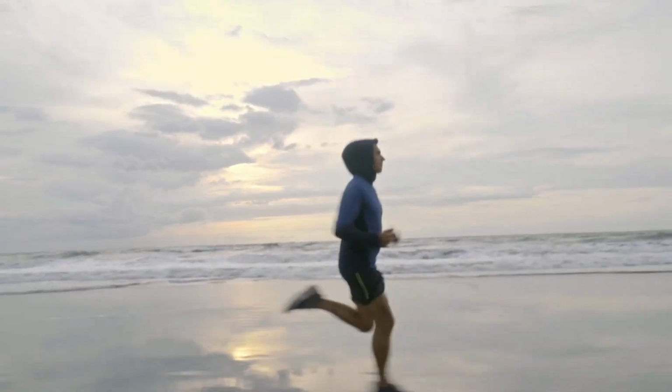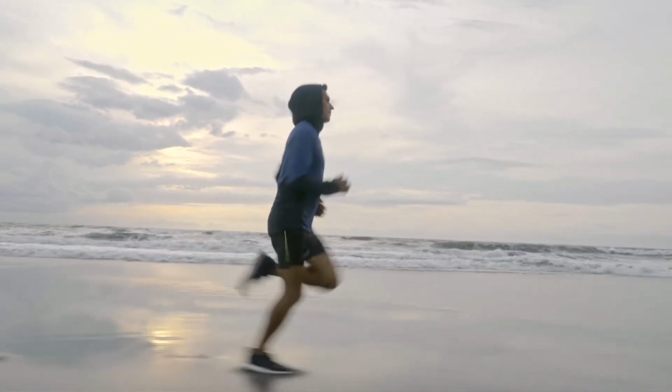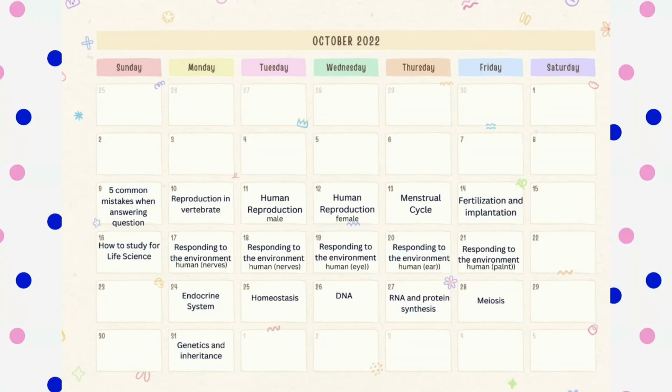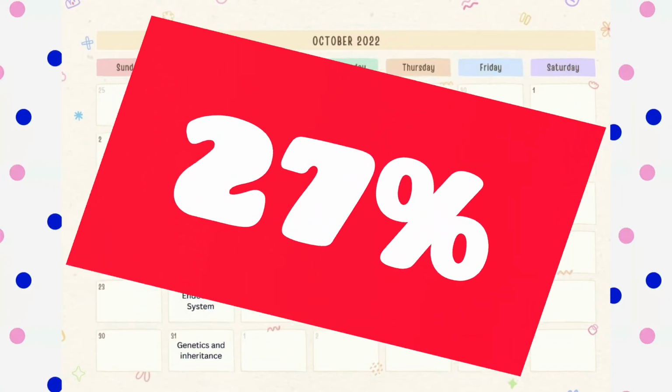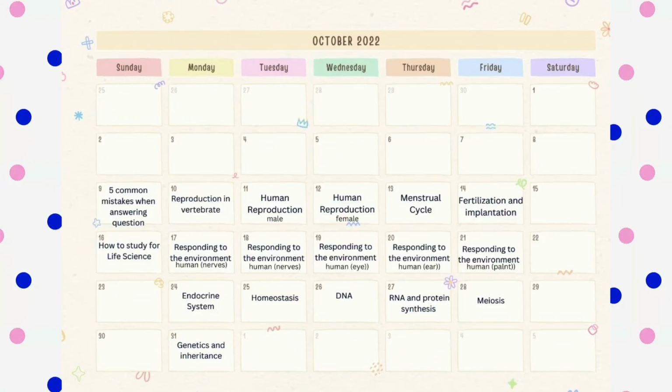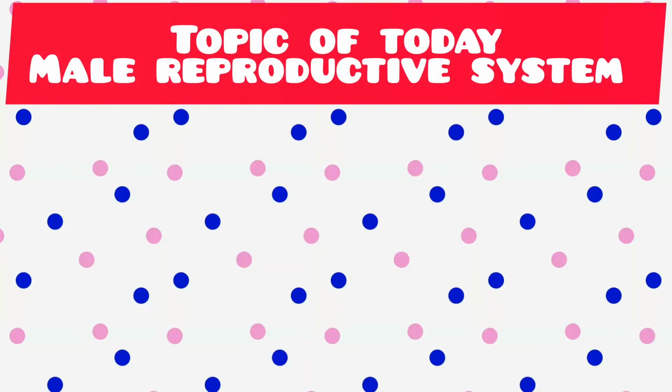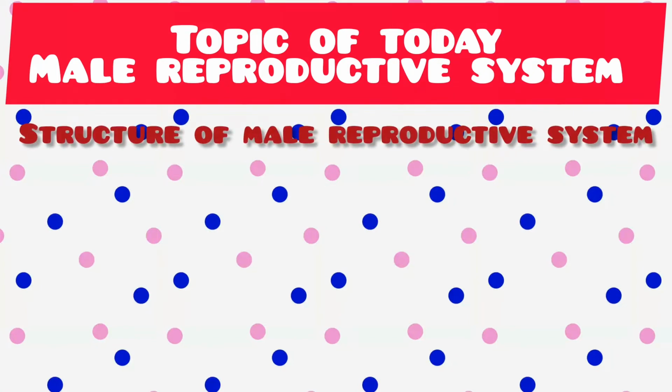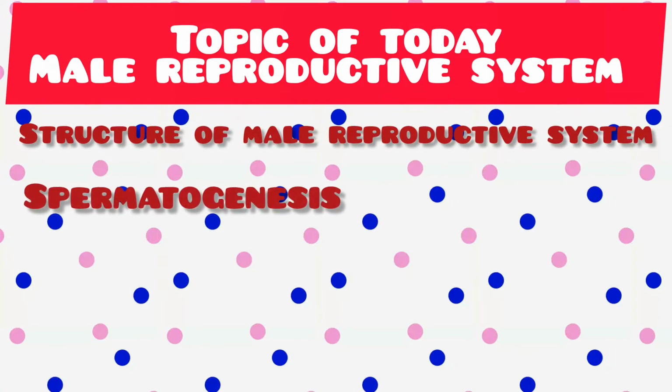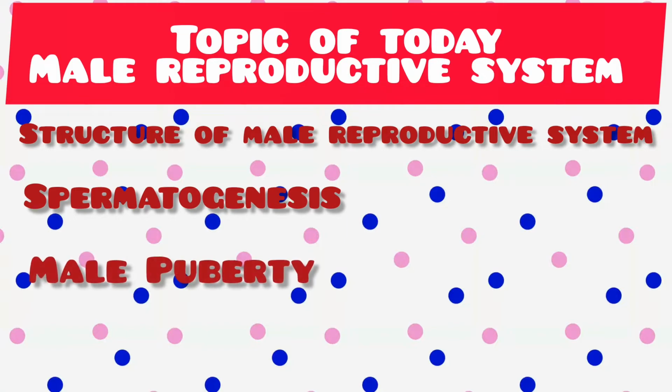As said in the introduction, today we'll be looking at the male reproductive system. This will be video number 1 of the Human Reproduction section of your exam, and this section counts 27% of your overall Paper 1 exam. Today we'll be discussing the structure of the male reproductive system, spermatogenesis, as well as male puberty.